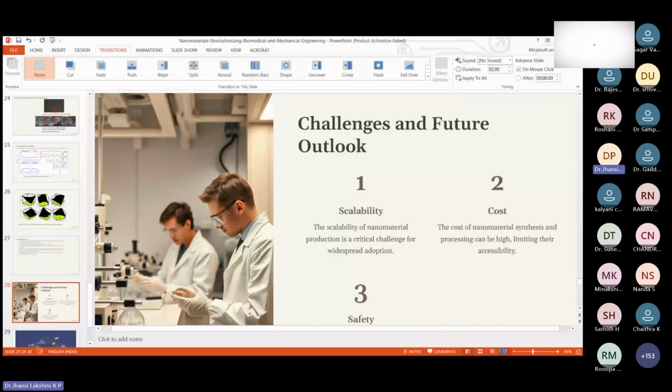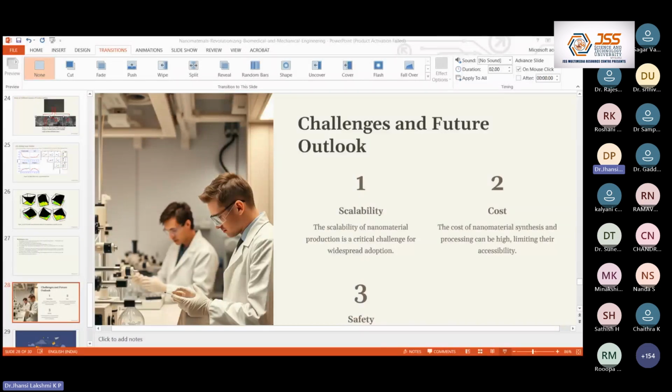Challenges and future outlook. After understanding the different advantages of nanoparticles, now let us look into the challenges of these nanoparticles. The first one is scalability. The preparation of nanoparticles in laboratories is okay. They are preparing in laboratories for studies. But for wide use, they have to be produced in mass production in industries. That is the one big challenge that we are facing.